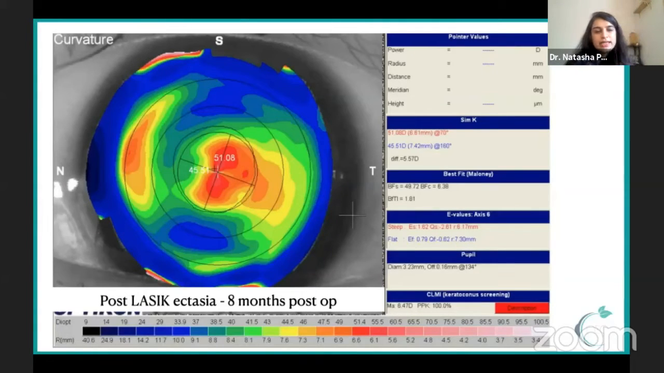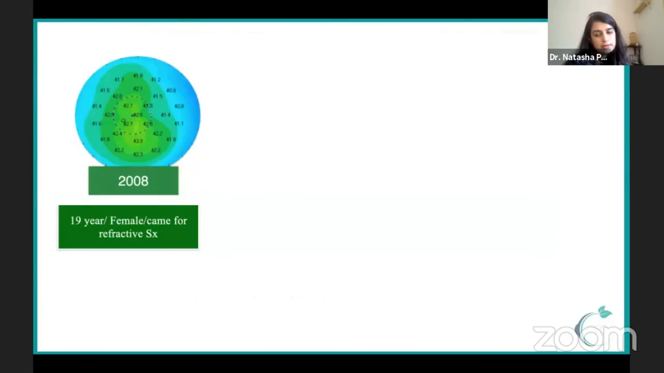So essentially, when the topography is normal, there is an innate factor which we still need to consider for certain cases. And this was an example that was screaming at us that corneal hysteresis or corneal biomechanics should be considered as a routine preoperative investigation.